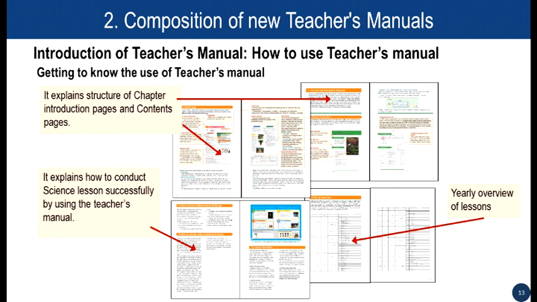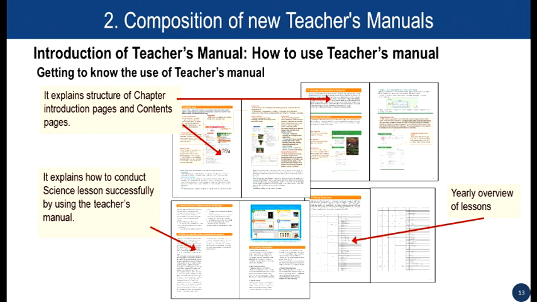Now we are going to look at the teacher manual. In front of the screen, you can see an overview of the teacher manual. You will see that it explains the structure of the chapter, the introduction pages, and the content pages. It also shows how to conduct the science lesson by using the teacher manual, and it also highlights the overview of lessons. Now, we are going to look at each part of the teacher manual.